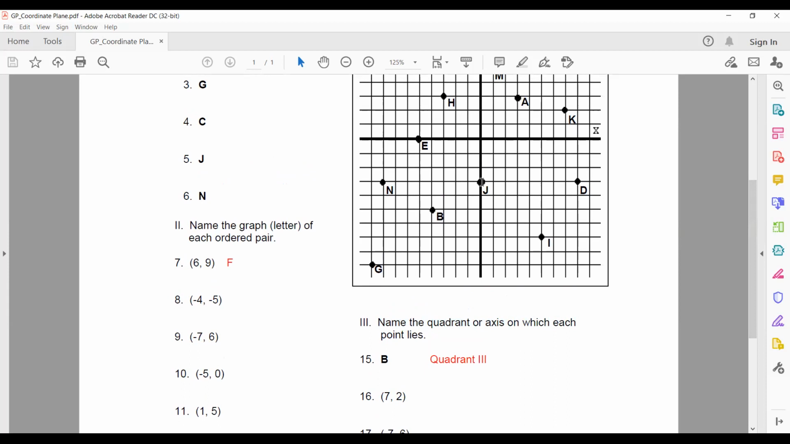A lot of people don't. That's a good question though, because that's a valid point. You want to be sure you understand the difference between the quadrants and the axis. You know, the axis is not in either quadrant. It's just like right on the line. The line is the separator.